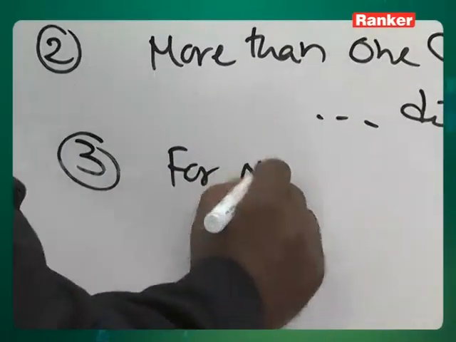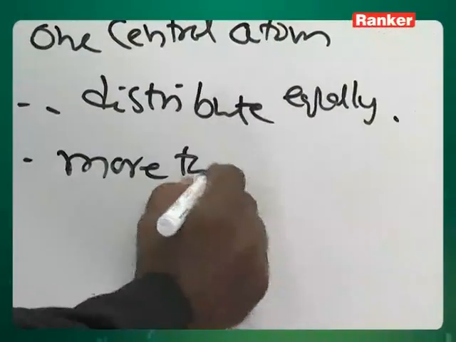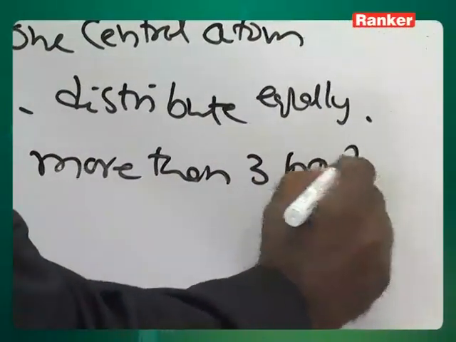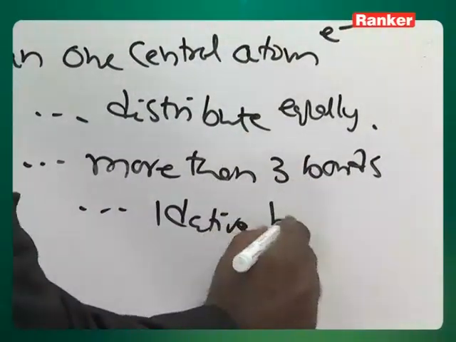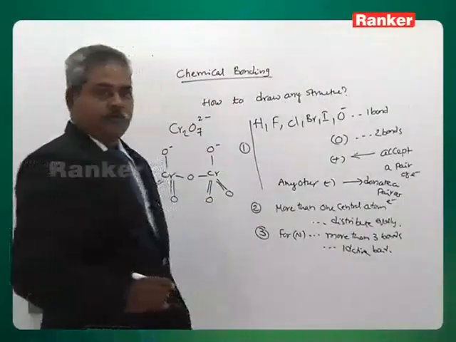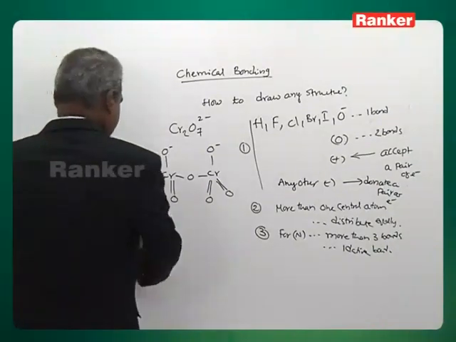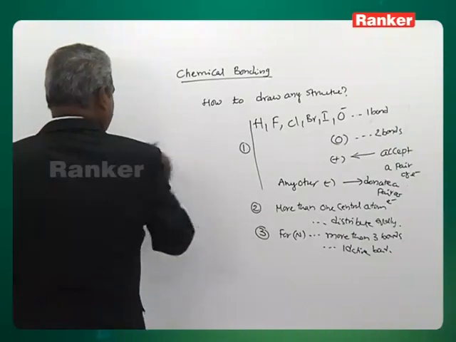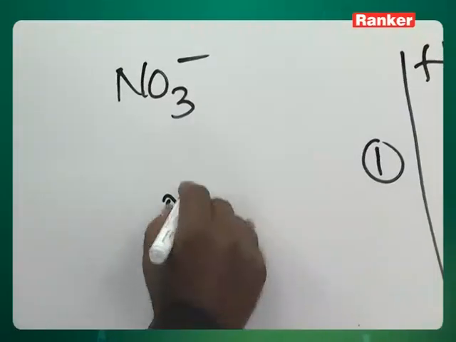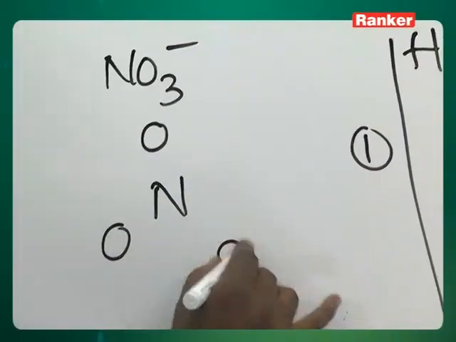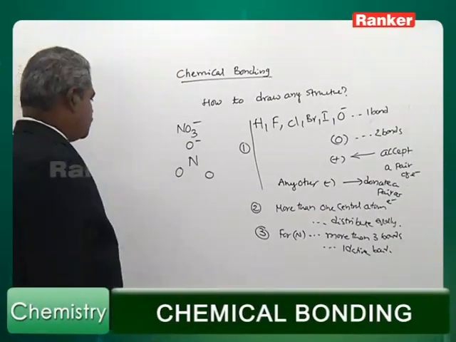for nitrogen, suppose you have more than 3 bonds. You need to have one dative bond. For nitrogen, more than 3 bonds, one of the bonds should be a dative bond. I tell you what. NO3 minus. One nitrogen, 3 oxygens, one of them is a minus.